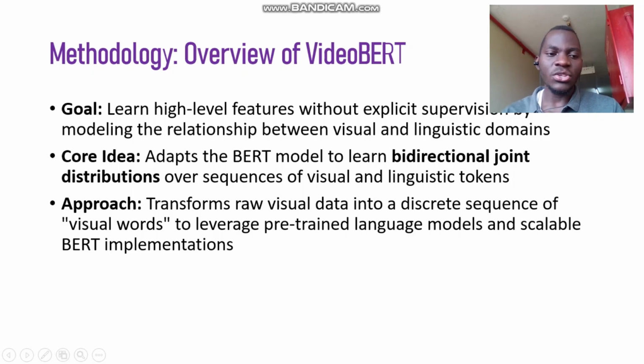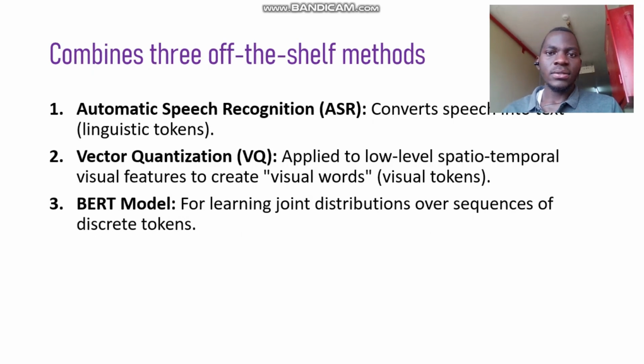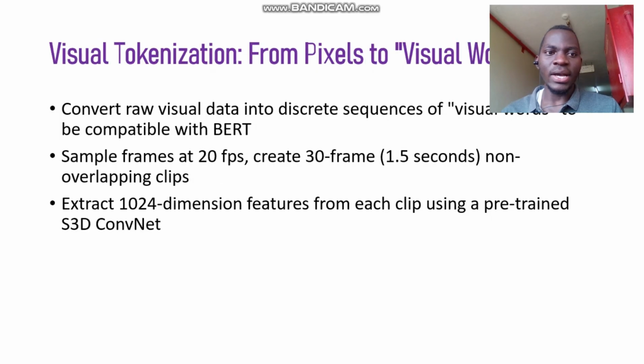Then they made the video BAT, which helps to transform the raw visual data into discrete sequences of visual words, to feed that pre-trained model, and then scale it using the BAT implementations, something like that. So basically, that's what it combines in their architecture.